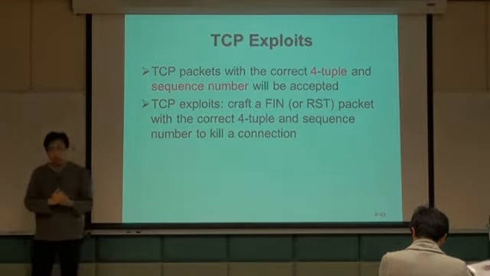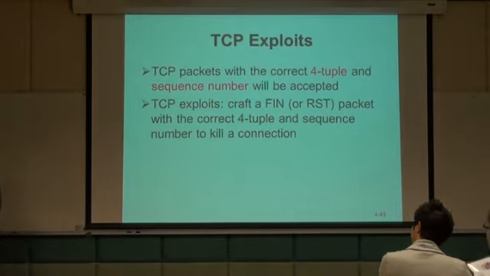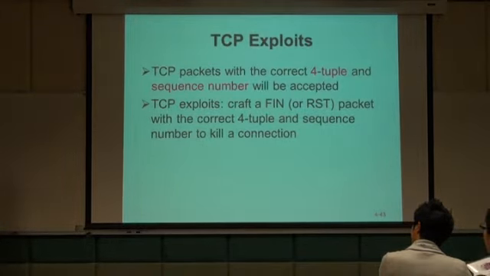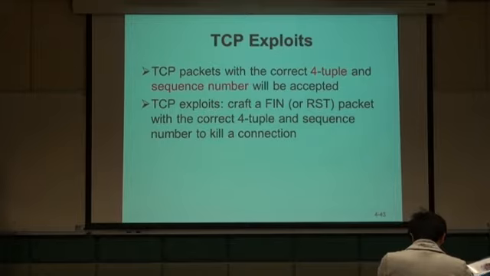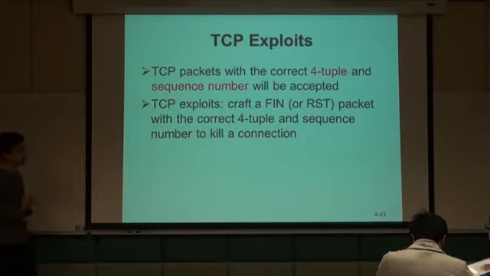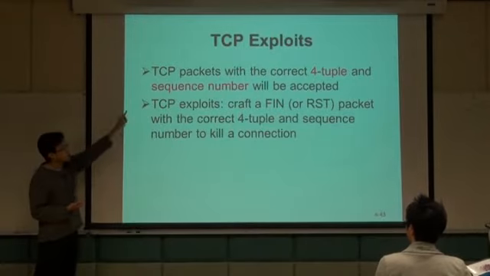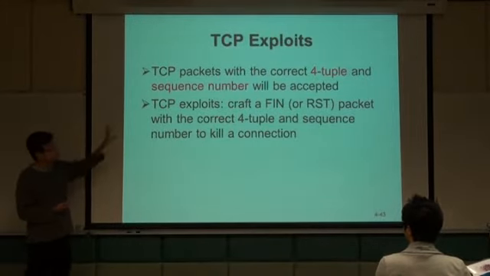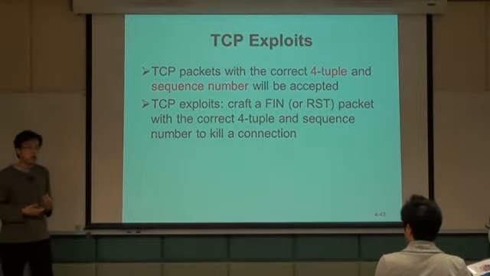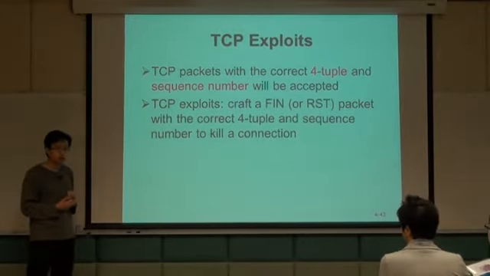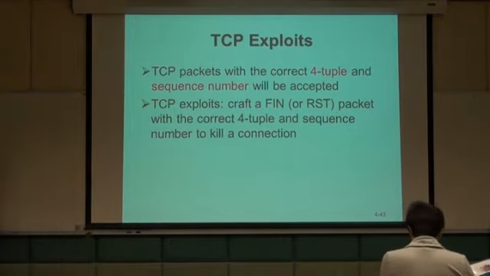The idea here is that TCP doesn't look at the payload, okay? It only looks at the sequence number and the four-tuple to decide whether it should accept the TCP packet or not. Now, host A and host B may be communicating with each other, exchanging packets. But somehow you may be able to generate a FIN packet in the middle, as long as the tuples and the sequence numbers are correct. These TCP packets will be processed, and then the connection will be closed. That's the idea of the TCP exploit.